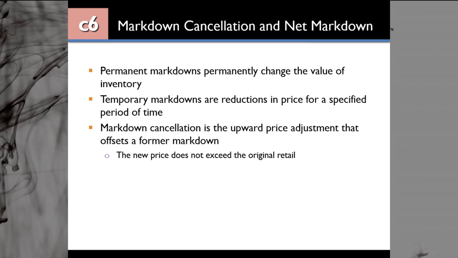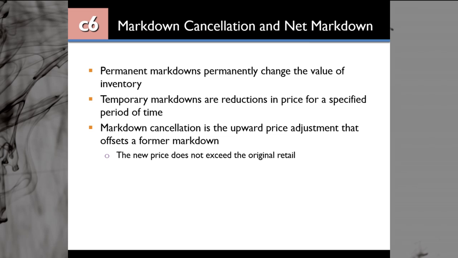It can either go back to the original retail price, or because of other sales you have, it can go to other prices. Markdown cancellation is the upward price adjustment that offsets the former markdown. In this case, you have to make sure that the new price does not exceed the original retail when you cancel your markdown. For example, you have a shirt retailed at $20 and you had a temporary markdown to $10.